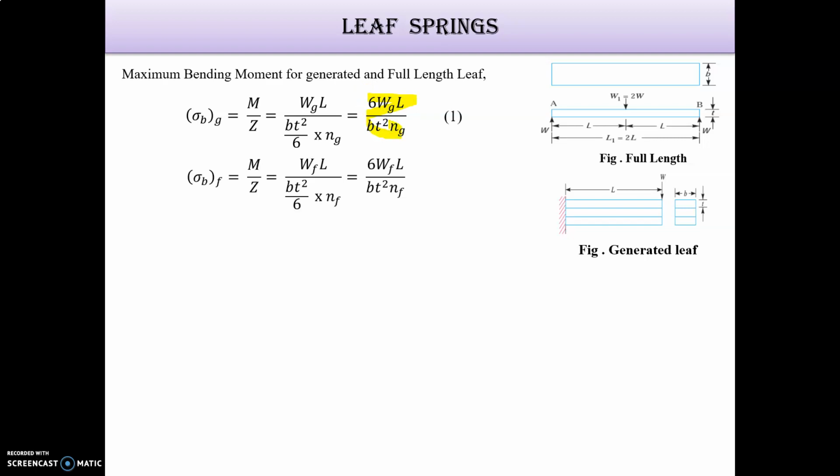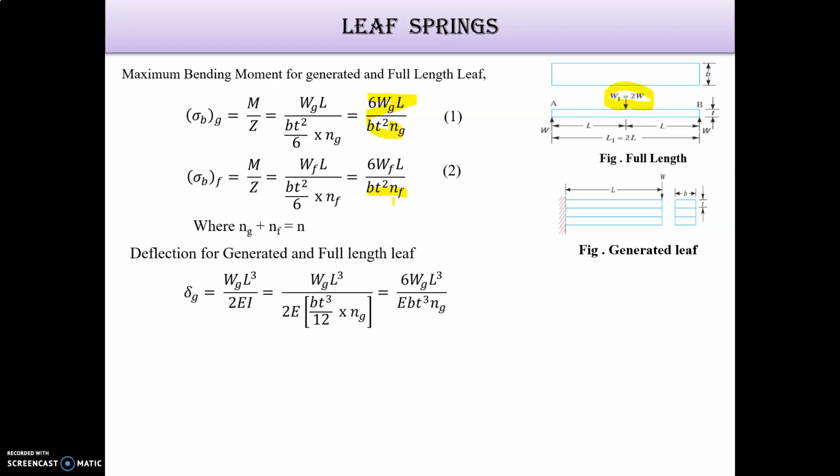Then for full length, this is the full length load Wf, that is 2 times W. So for full length it is 6 Wf L by b t square into Nf. Now N is what? This is the number of full length leaves. So Ng plus Nf is equal to N, the total number. So the deflection for graduated and full length leaf is what? Wg L cube by 2 times E I. So Wg L cube by 2 times E I.